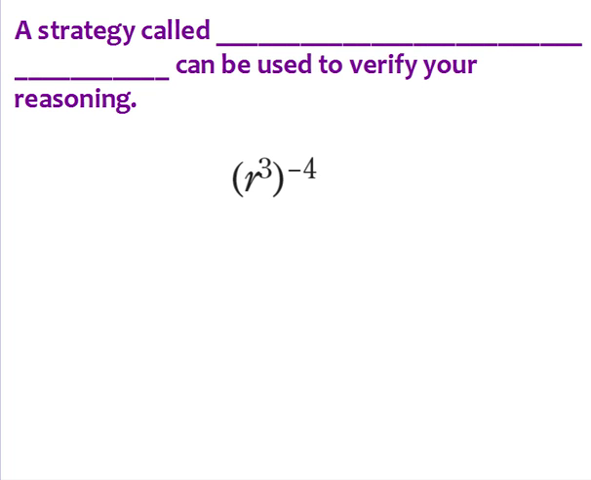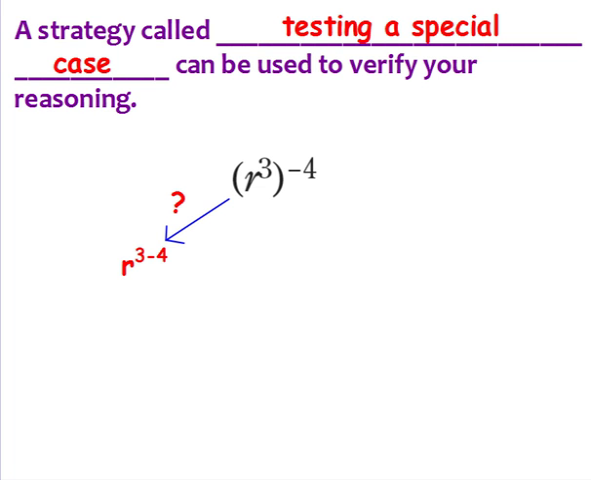If you come up against an example that you are unsure how to simplify, then you can use a strategy called testing a special case to verify how you are thinking the answer should go. For example, r to the third to the negative fourth power. You could be thinking it could be the sum of the exponents, leaving you with r to the third minus fourth power. Or you might be thinking you need to multiply the exponents, r to the third times the negative fourth power. You probably already know which one it is, but let's continue as if you were unsure.